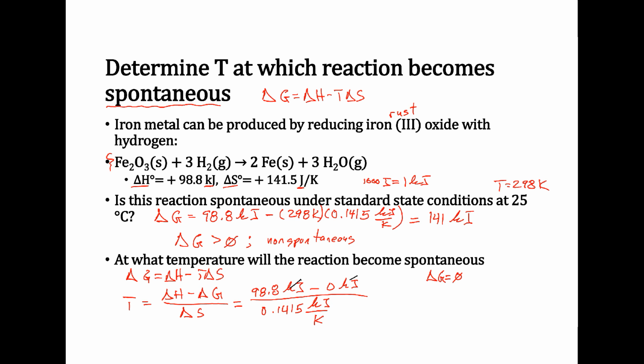And so we should end up getting 698 K. So it's 698 Kelvin, or 425 degrees Celsius. So what that means is, for this reaction to become spontaneous, we have to heat our reaction up over 425 degrees Celsius. So you can use this equation for Gibbs free energy to figure out at what temperature a reaction becomes spontaneous.